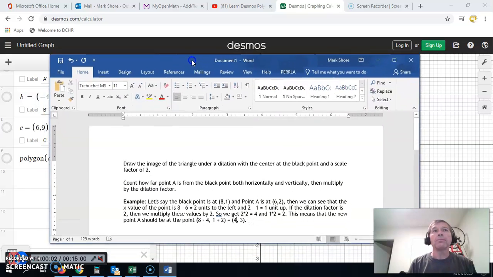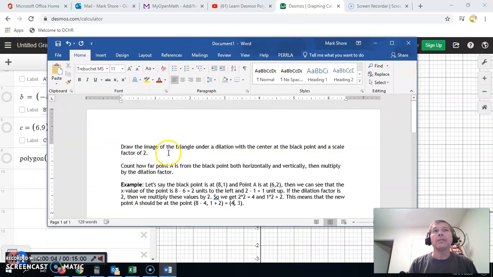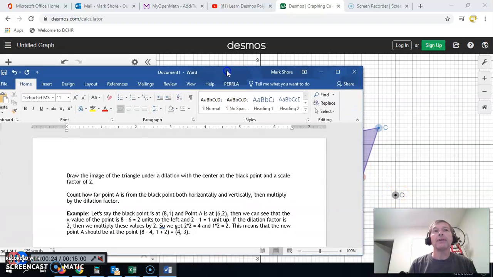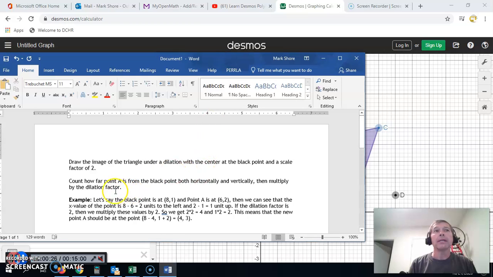Okay, on this problem, it says to draw the image of the triangle under a dilation with a center at the black point and a scale factor, or a dilation, of 2. So what we're going to have to do is count how far each point, A, B, and C, is away from D, and then multiply that by the dilation factor, which on this problem is 2. Okay, so let's do it one at a time here.